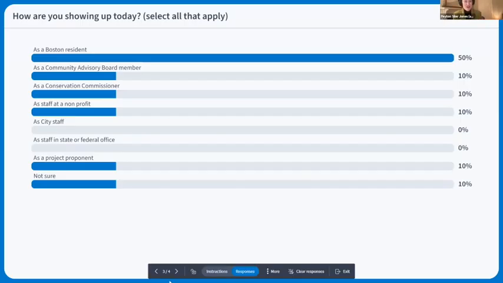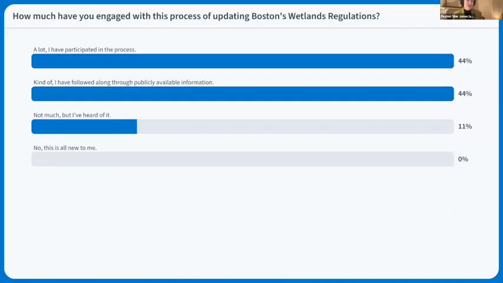And then we have the 3rd and final question. So how much have you engaged in this process so far? A lot of folks here have engaged a lot, and that is fantastic. We're going to have some Q&A and discussion components of this meeting today, and it'll be great to have your feedback and perspectives throughout those discussion components.